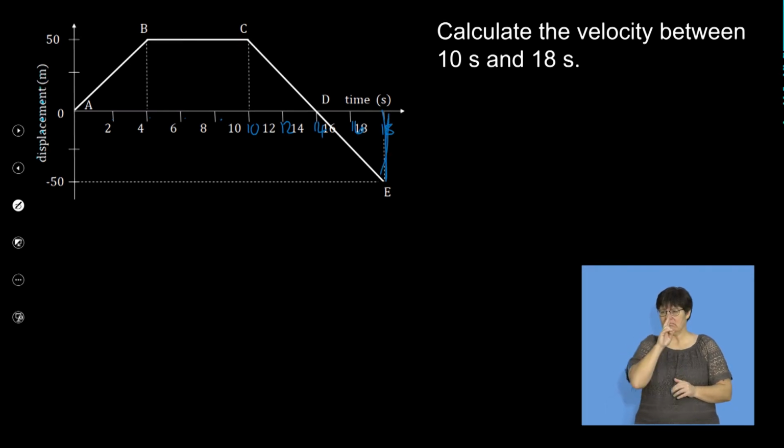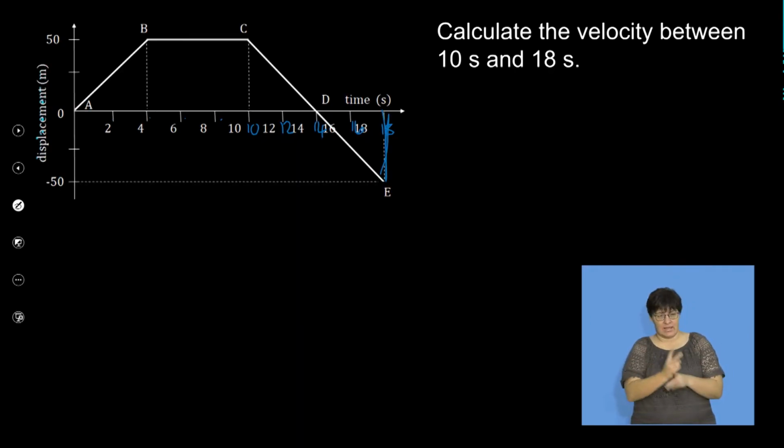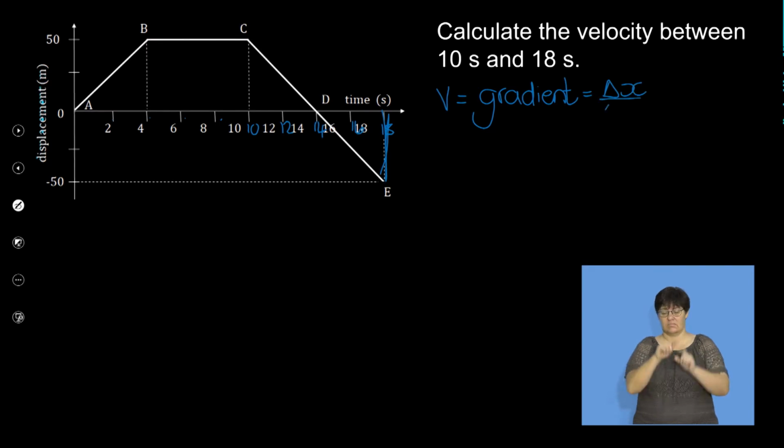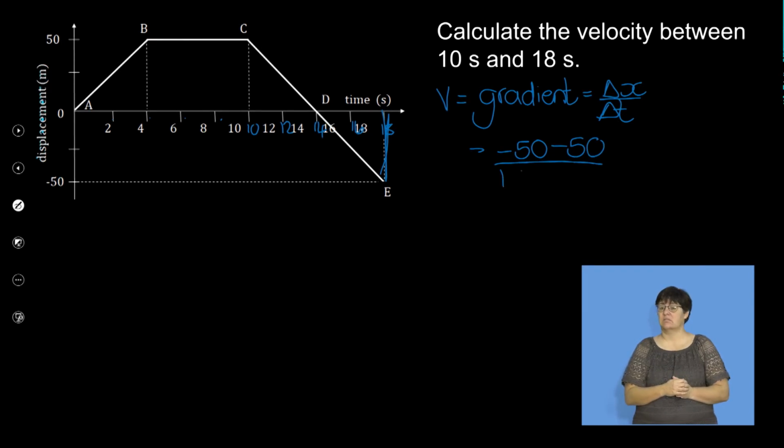I know it's hard to see. Now, here we were looking, again, we would use the gradient of the graph, okay? So we want V, we're looking at the gradient, and his gradient is change in x over change in time. So we're going to go final, which is minus 50, minus initial, which was 50, and it's going to be 18, because it's 18 seconds minus 10.